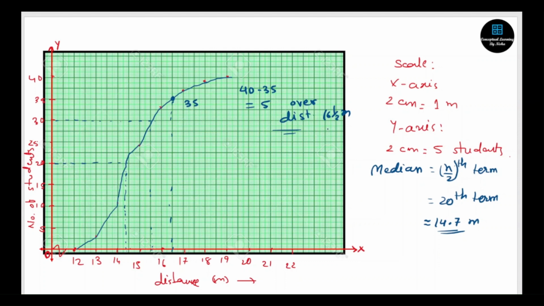Perfect. I hope you understood this question. This is a 6-marker question, so do it very carefully so that you can avoid all the mistakes.